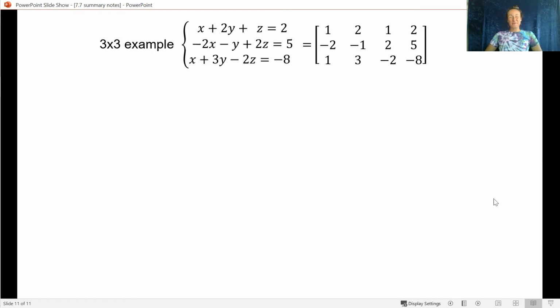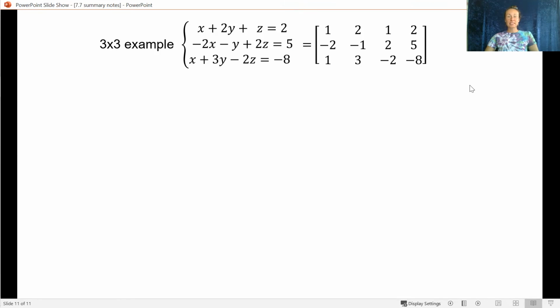Now let's take a look at a 3x3 example. Here we've got 3 equations and 3 variables. We can convert it all into the matrix just by using the coefficients. Since we know we're in standard form x, y, z equals constant term, we don't need the x, y, z and equal sign because we know by the placement in the matrix where that goes in our equation.